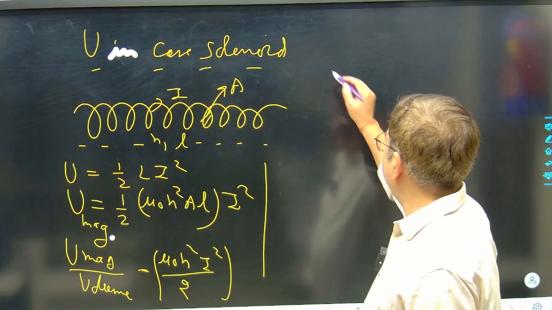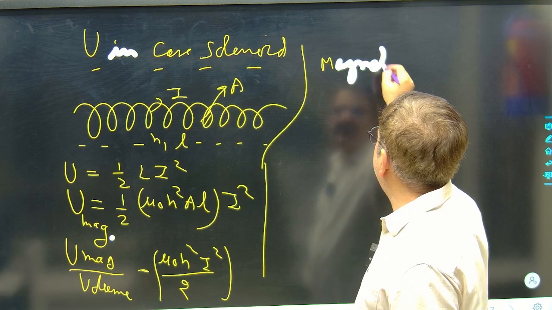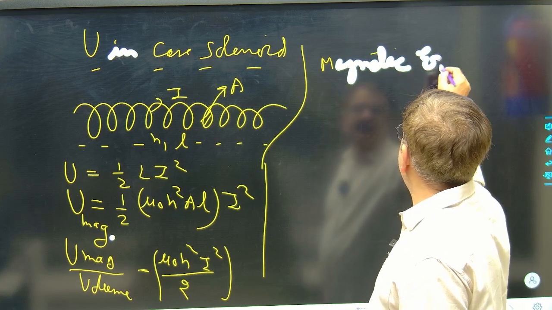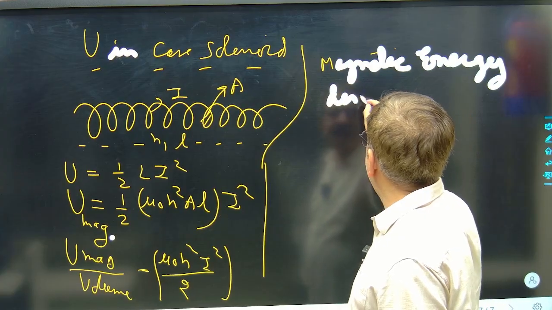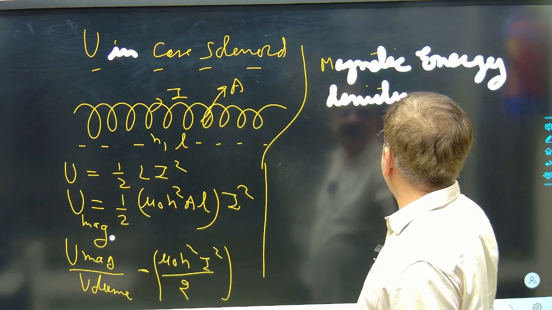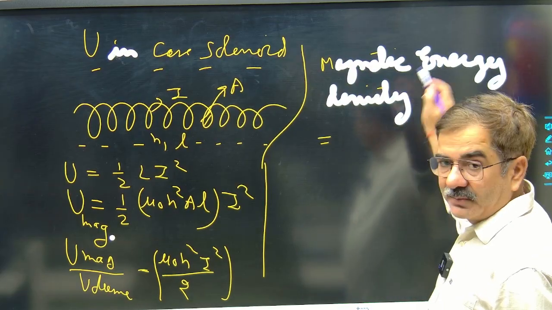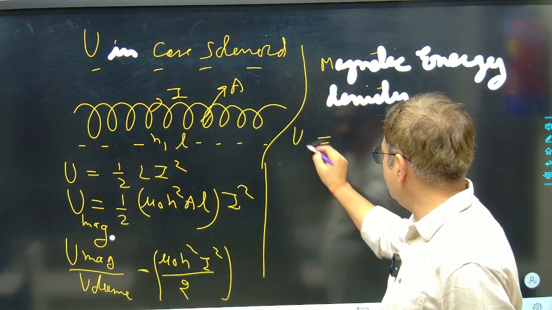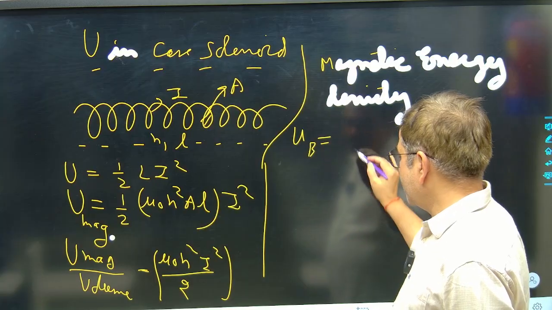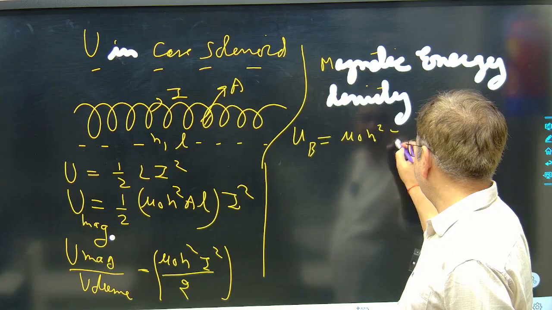Further, this is the magnetic energy density. This will be called the magnetic energy density. If I write the magnetic energy density, I write this value as small u b, and this value is mu naught N square I square by 2.